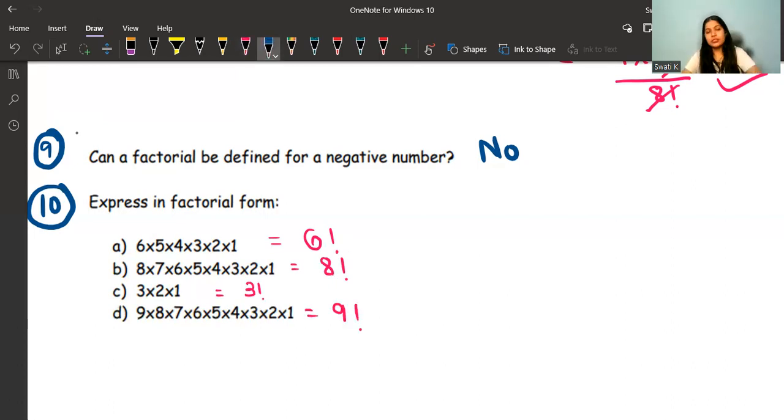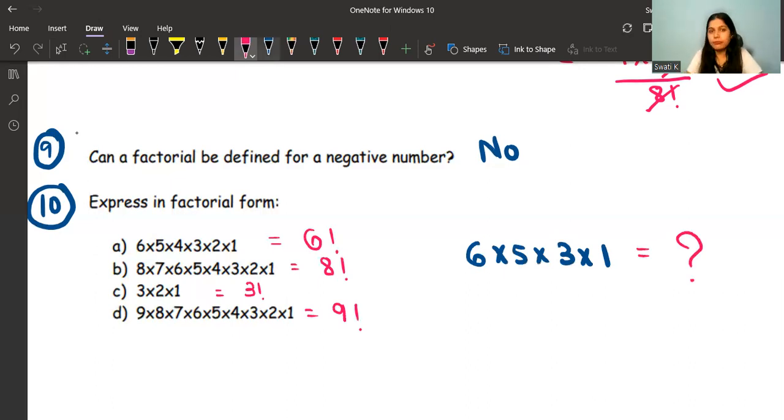Now imagine you want to understand how to solve a question like 6 into 5 into 3 into 1. For example, this is the question given and you want to know how to convert this into a factorial. Of course, 6 into 5 into 3 into 1, we cannot write down as 6 factorial because some numbers are missing. Which numbers are missing?